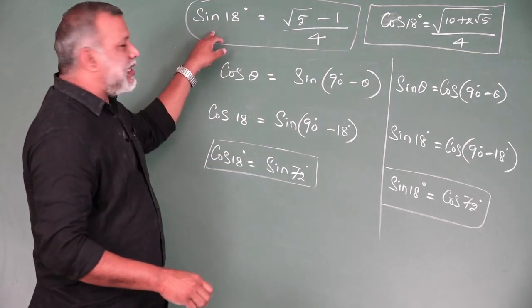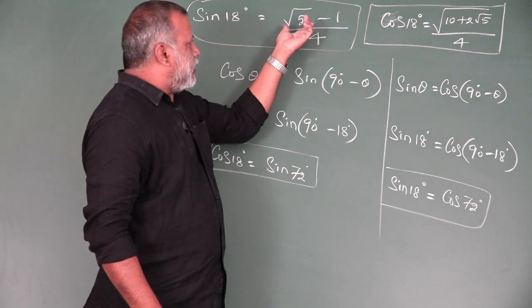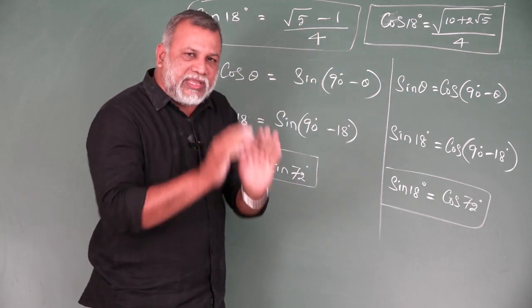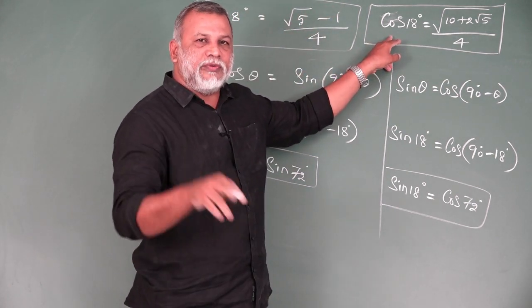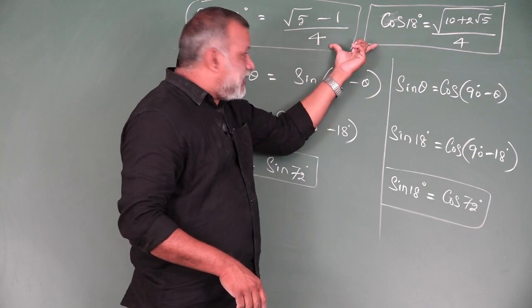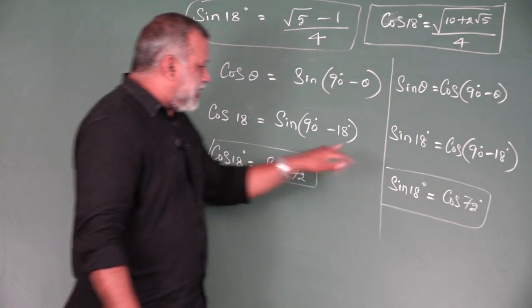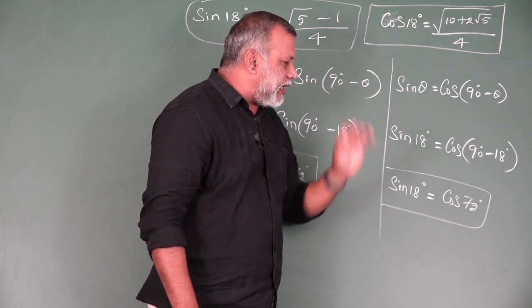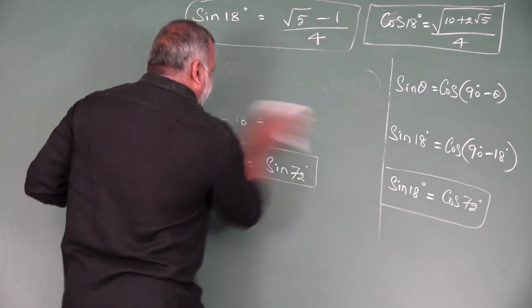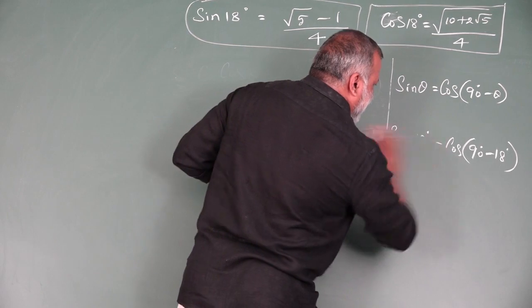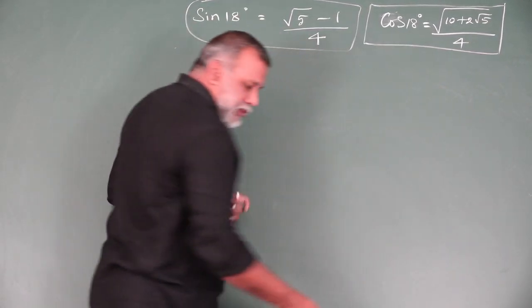So result number 1 is sin 18 degrees equal to root 5 minus 1 divided by 4. This is the only derivation we worked out. From this we are able to derive cos 18 with the help of the square root of 1 minus sin squared. From these two results, cos 18 degrees is equal to sin 72, and the same concept, sin 18 degrees is equal to cos 72. So we are able to derive the 4 results. From this base concept we are able to derive one more result.